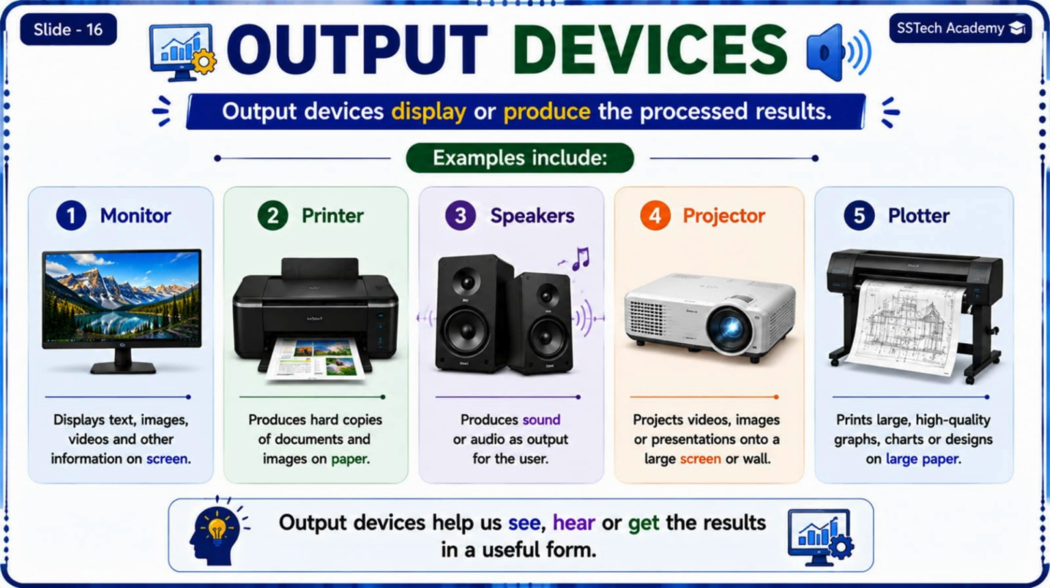Common examples include a monitor, printer, speakers, projector, and plotter. A monitor displays text and images, a printer produces documents on paper, speakers produce sound, and a projector displays images or videos on a large screen. In simple words, output devices help us see, hear, or receive the results from a computer.